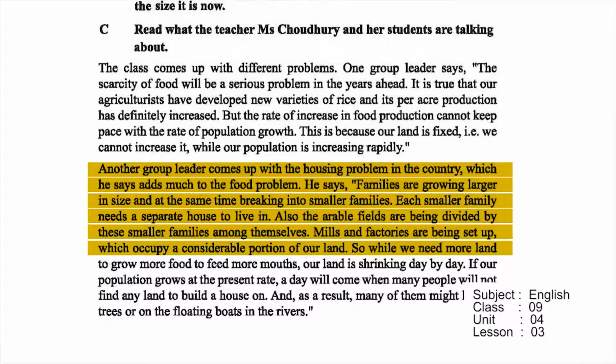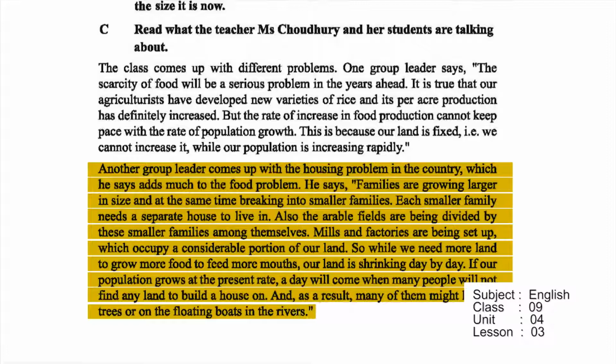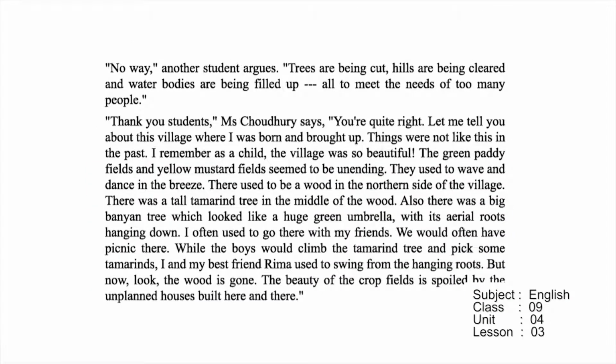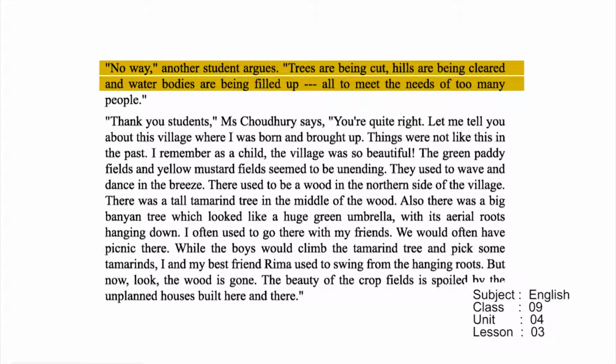So while we need more land to grow more food to feed more mouths, our land is shrinking day by day. If our population grows at the present rate, a day will come when many people will not find any land to build a house on. And as a result, many of them might live on trees or on floating boards in the rivers, which I showed already. No way, another student argues, trees are being cut, hills are being cleared, and water bodies are being filled up, all to meet the needs of too many people.